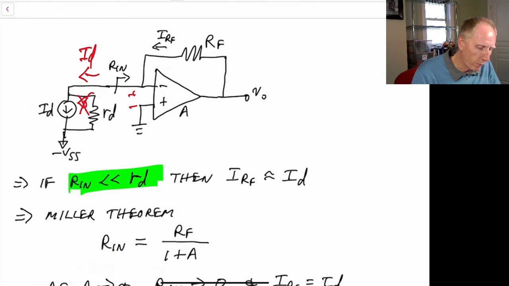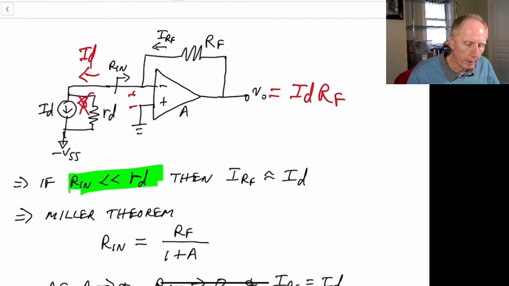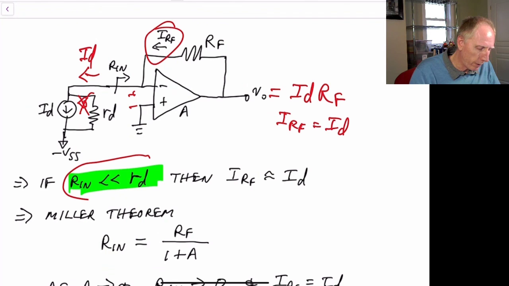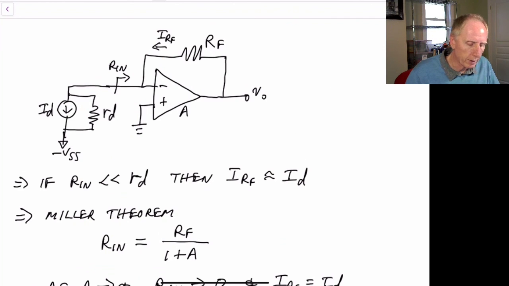We still have a virtual connection over here, so V out will just equal I sub D times R sub F. So the output voltage will be just equal to the current through the photodiode times R sub F. So this current here, I sub RF, will equal I sub D in the case where the input impedance is much less than the small signal diode resistance. If that's not the case, you split some of that current and you get a smaller output voltage.